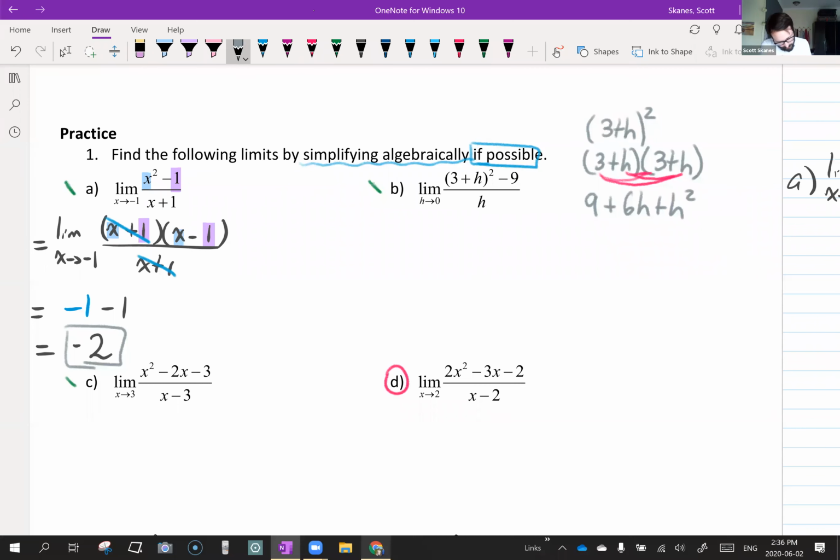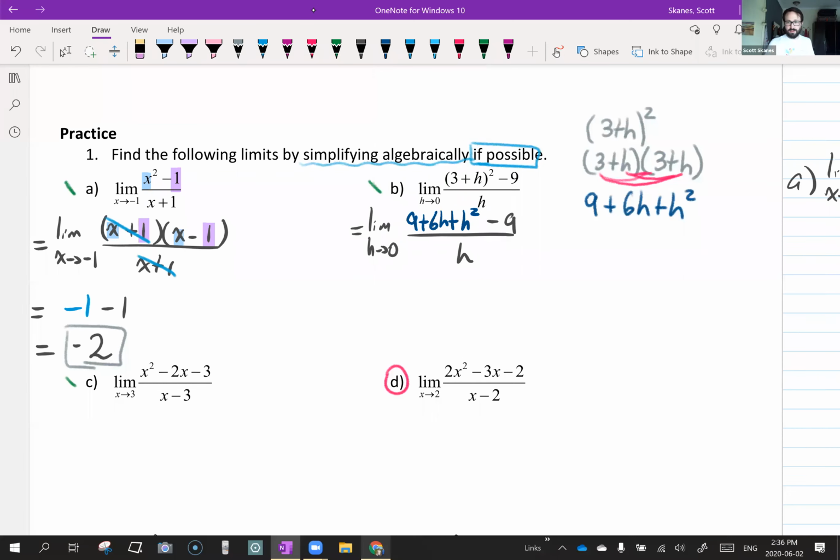Okay, so let me write that out. We still need the limit as x approaches 0. Sorry, I want to use better marker. The limit as x approaches 0 of 9 plus 6h plus h squared minus 9 over h. Just in case you got lost as to what I'm doing here. Oops, wow, that's very ugly. Sorry about that. That's the same thing, and now we can simplify and see what happens.